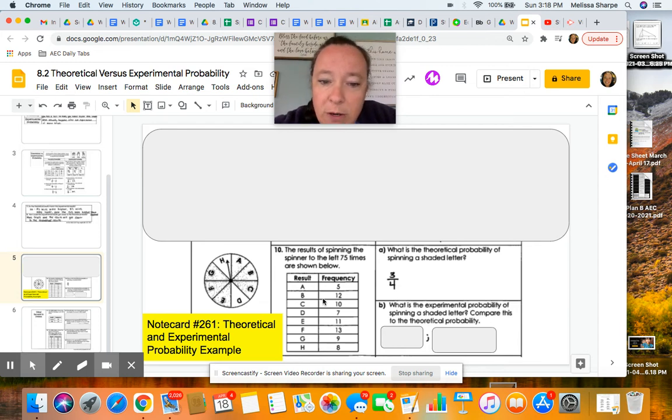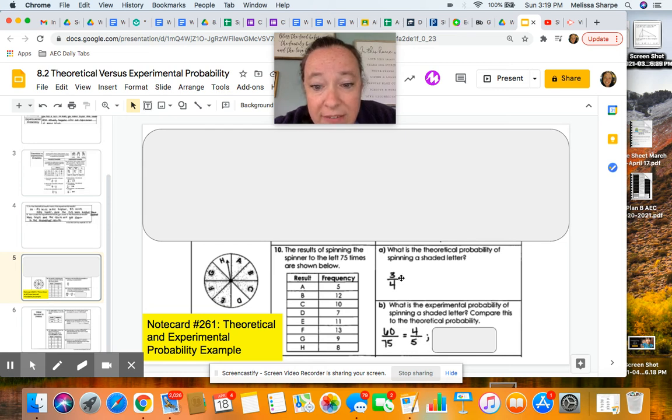Now, if I look at this experimental information, what is the experimental probability of spinning a shaded letter? Well, let's see. Which ones were shaded? A, B, C, and E, F, and G. I add those up. 17, 27, then go to E, that would be 38, 51. Yeah, there's 60 out of the total 75 trials, okay, which is 4/5.